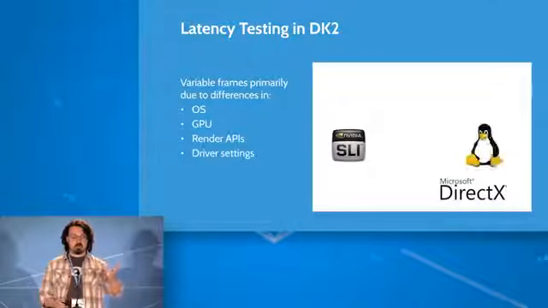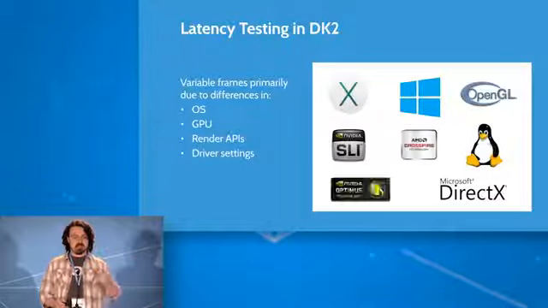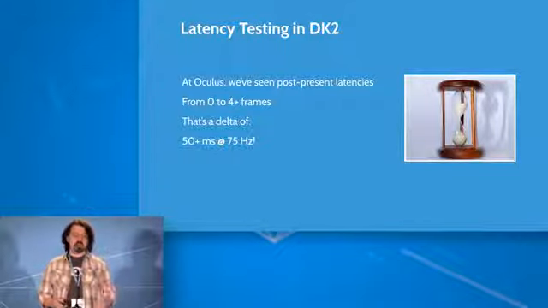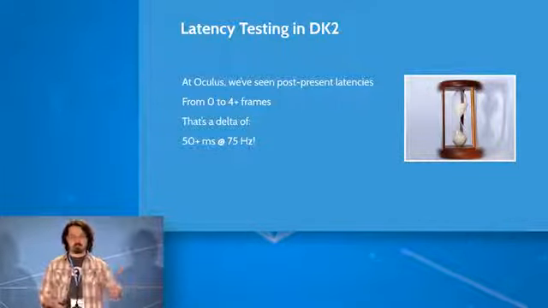and the OS, the GPU. We've seen all of these alter that timing. And at Oculus internally, we've seen that it can go anywhere from 0 frames, maybe all the way up to 4 frames and above. And when you consider that for the DK2, that essentially means at 75 hertz, you already have potentially more than 50 milliseconds.